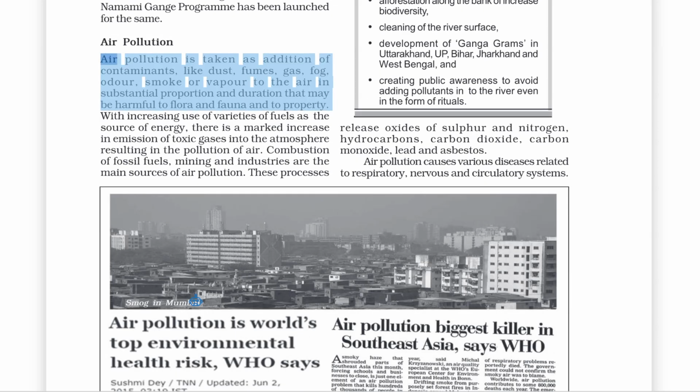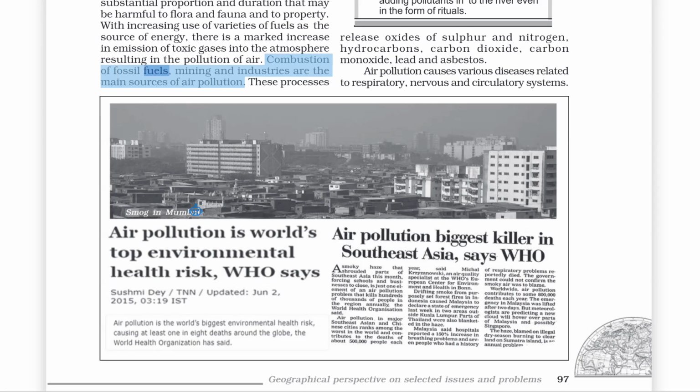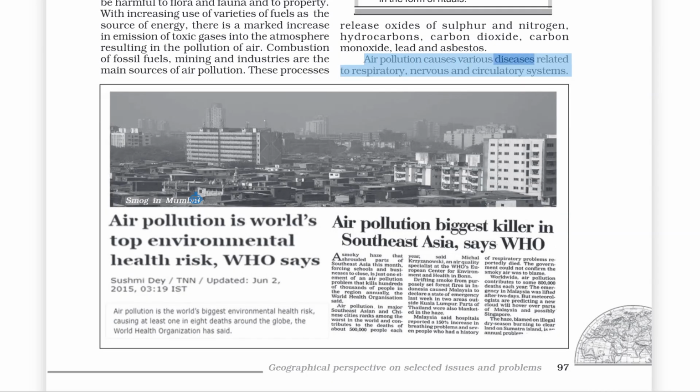Air pollution. Air pollution is taken as addition of contaminants like dust, fumes, gas, fog, odor, smoke or vapor to the air in substantial proportion and duration that may be harmful to flora and fauna and to property. With increasing use of varieties of fuels as the source of energy, there is a marked increase in emission of toxic gases into the atmosphere, resulting in the pollution of air. Combustion of fossil fuels, mining and industries are the main sources of air pollution. These processes release oxides of sulfur and nitrogen, hydrocarbons, carbon dioxide, carbon monoxide, lead and asbestos. Air pollution causes various diseases related to respiratory, nervous and circulatory systems.